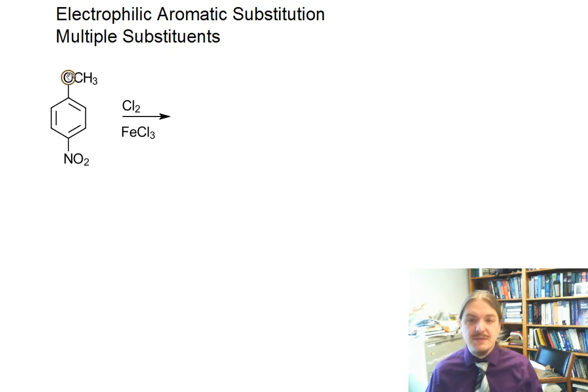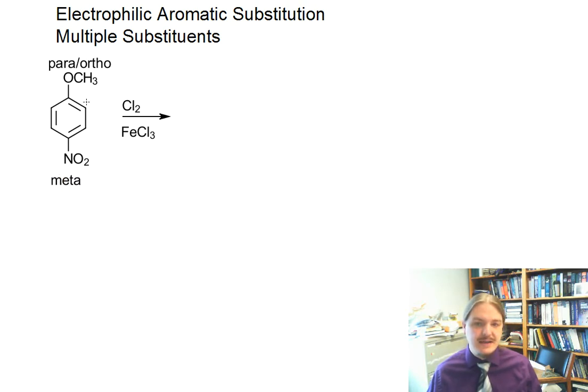So in my first example, I have meta-nitroanisole. And in all of these cases, we're going to start by analyzing the directing effects of the substituents already on the ring. And so the methoxy group in anisole is an ortho-para director. The nitro group is a meta-director.